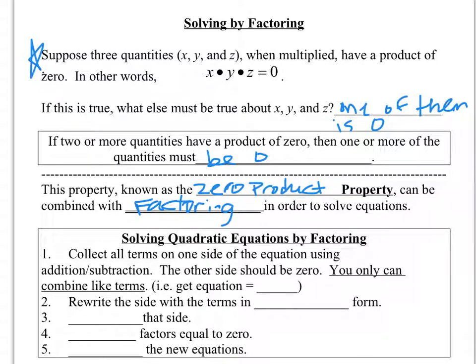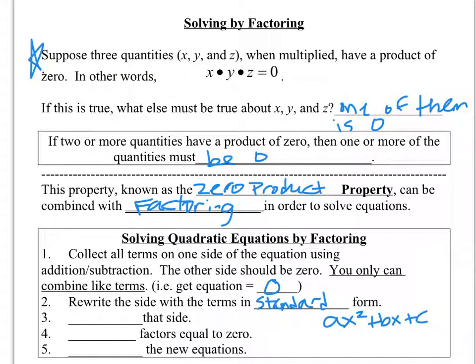We're going to collect all terms on one side of the equation using adding or subtracting. The other side should be 0. You can only combine like terms. So first goal, get equation equal to 0. Then we're going to rewrite the side with the terms in standard form, which means basically that you have your x squared term, then your x term, and then your constant.